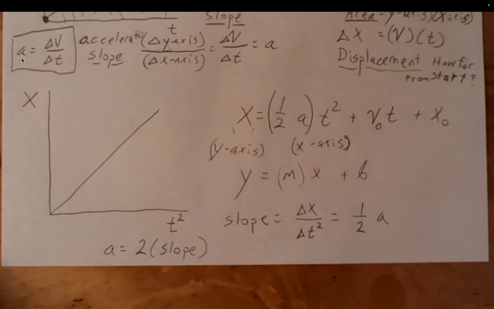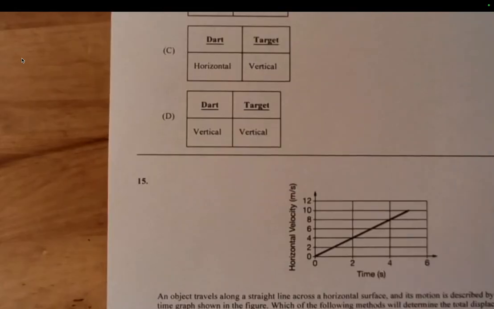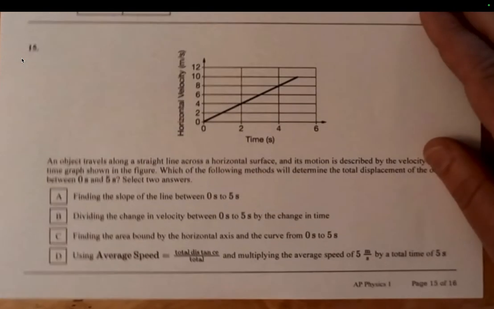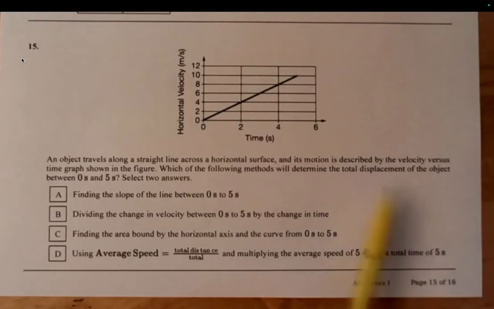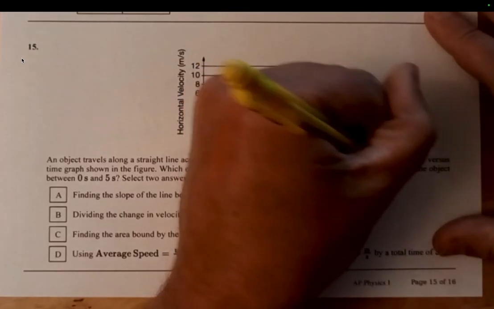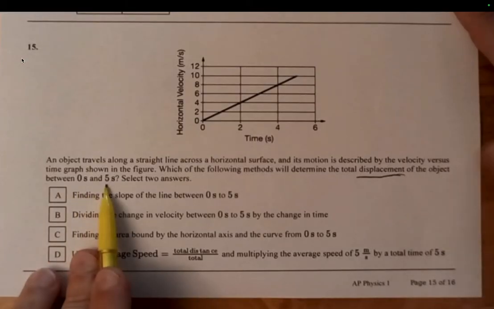Now, I want to take us to some example questions. As I start us off on this one, we see that we have an object that travels along a straight line on a horizontal surface. Its motion is described by this velocity versus time graph shown in the figure. Which of the following methods will determine the total displacement? So what we're trying to get is the total displacement of the object between 0 seconds and 5 seconds.